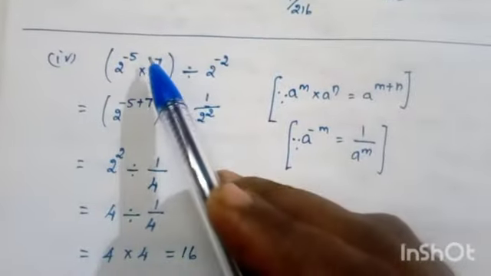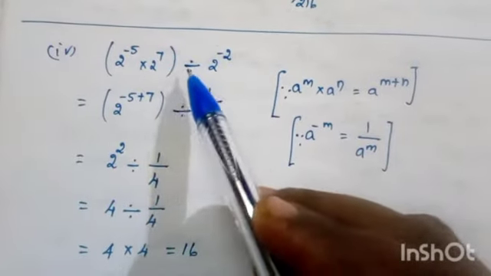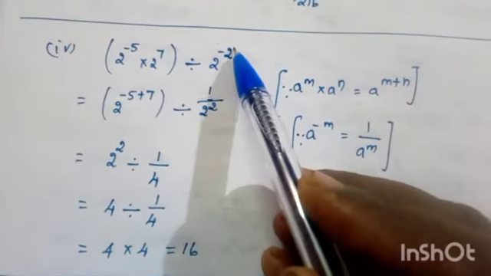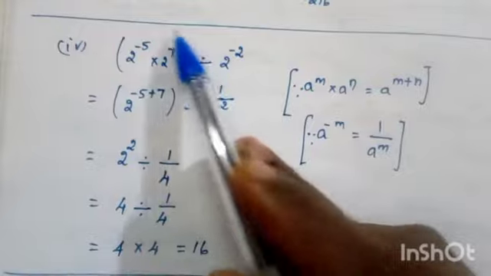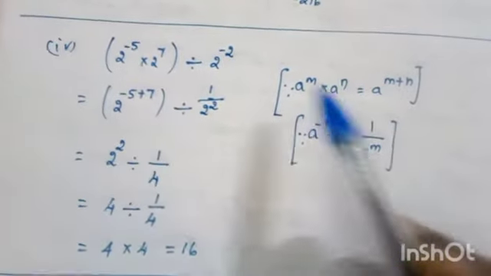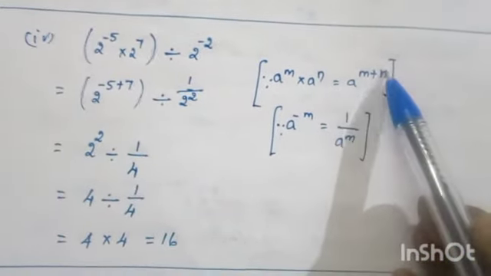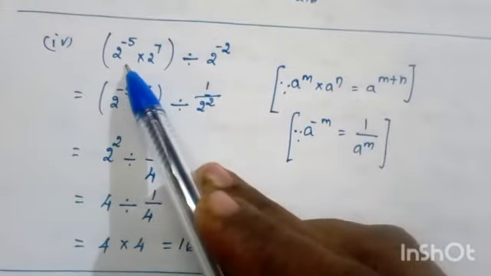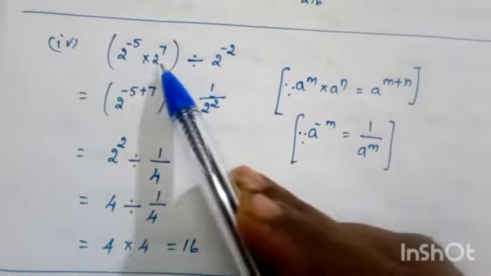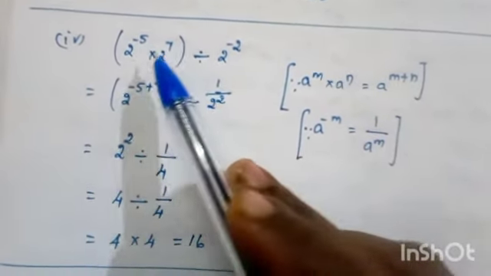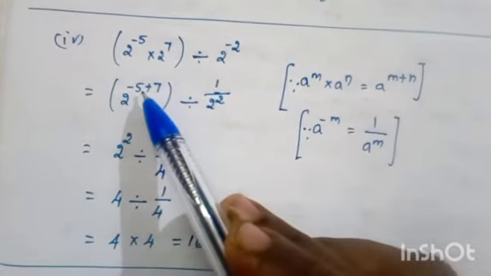Now the fourth problem, 2 power minus 5 into 2 power 7 divided by 2 power minus 2. First you have to simplify this bracket. It is in the form a power m into a power n, that is equal to a power m plus n. It is the same base, so in the product you have to add the powers.